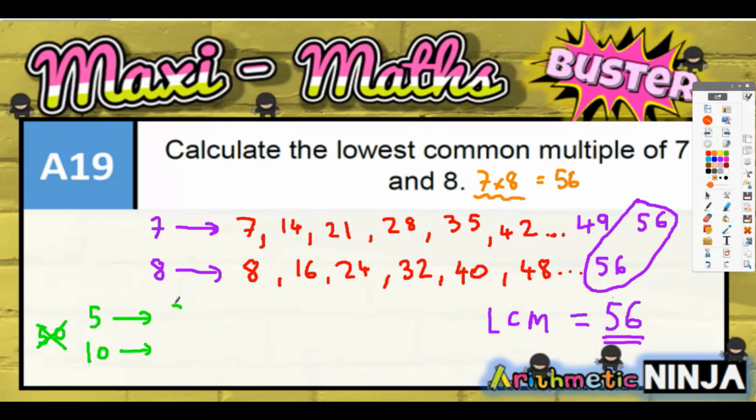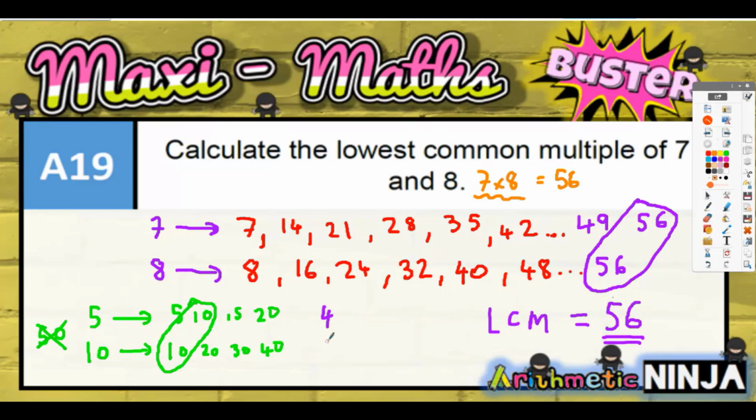Because if you do 5, 10, 15, 20, and then 10, 20, 30, 40, you can clearly see that the lowest common multiple is 10. So it doesn't always work to times them together.